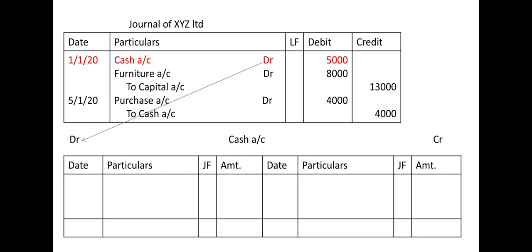First, let's start with the date. What is the date of the transaction? Yes, 1st January 2020. So I have written the date. Now the side is debit, students, because the cash account is debited, so I have to write on the debit side. Now write down the corresponding account. What is the corresponding account? Yes, 'To capital'.